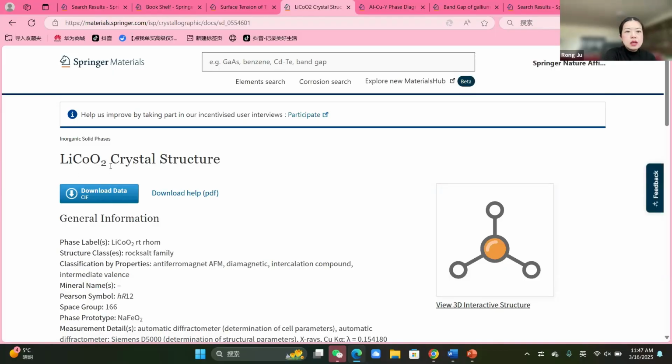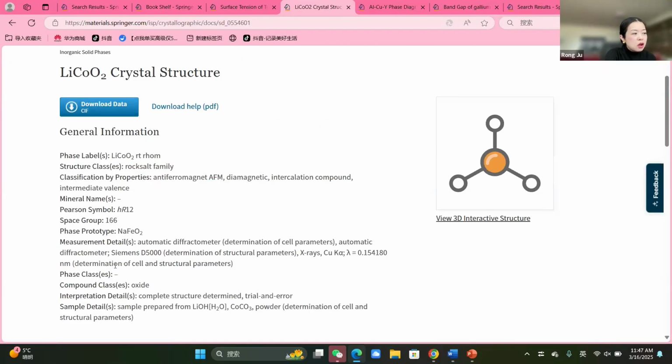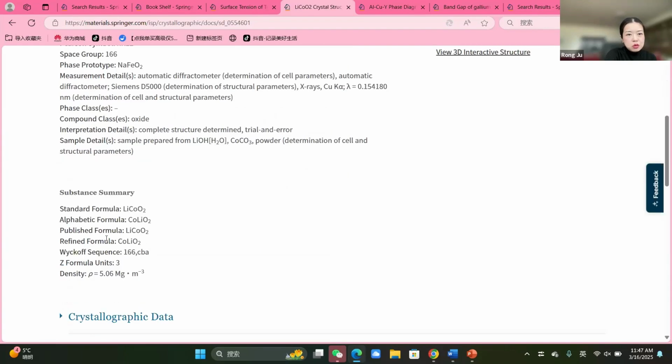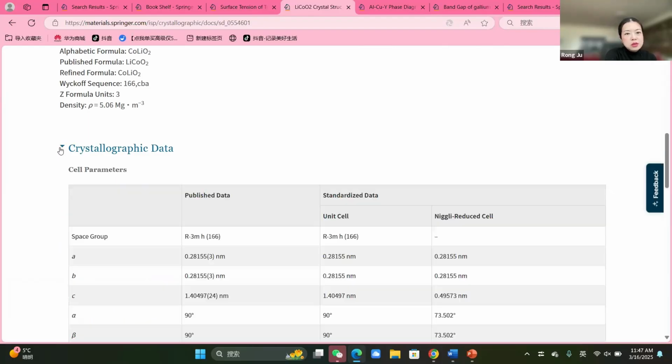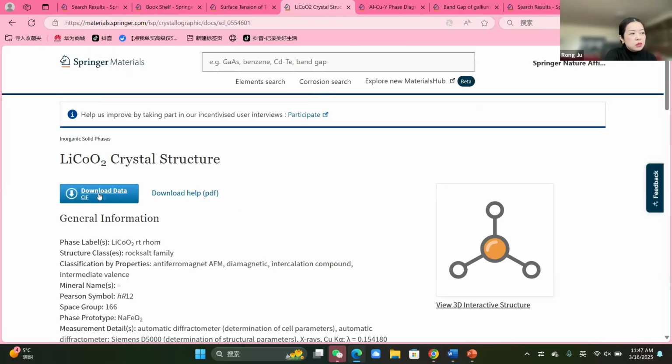So here we come back to the lithium cobalt oxide crystal structure. We already have the crystal structure zip file built in here. In most cases, you just download the zip file. We provide you with all the parameters and coordinates of the crystal structure, so you really don't have to build them by yourself. In the majority of cases, we download the zip file and put it in software, for example, Diamond. You can study the crystal structure or do the XRD simulation.